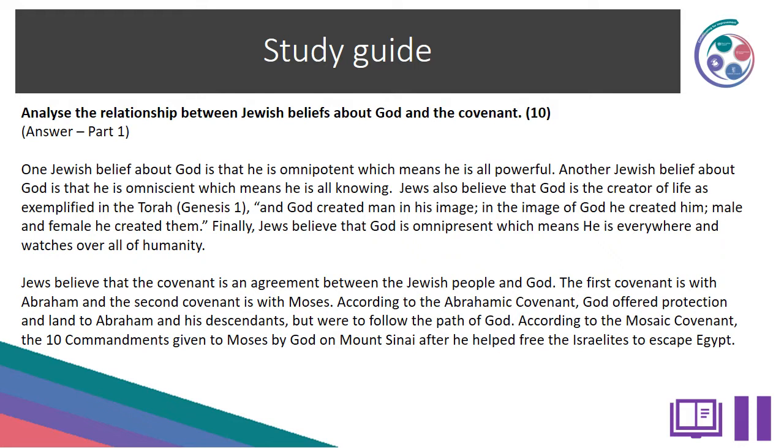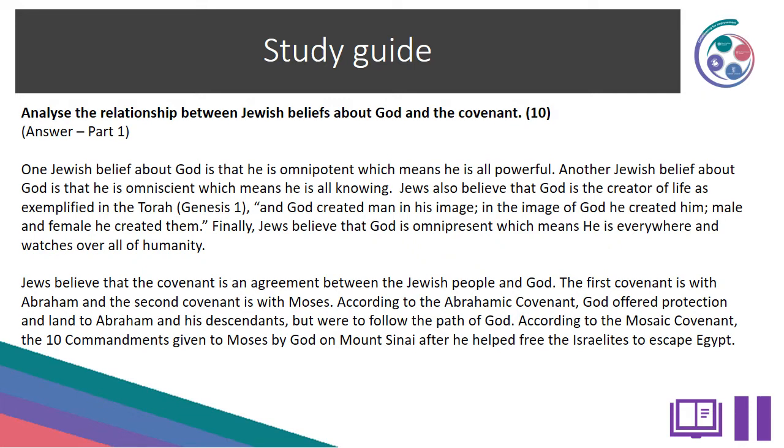So I'll read this out, and after I've read it out, I'd like you to pause the video and think about where you would give the KU marks for this part of the answer. So: analyze the relationship between Jewish beliefs about God and the covenant. 10 marks. So this is answer part 1.